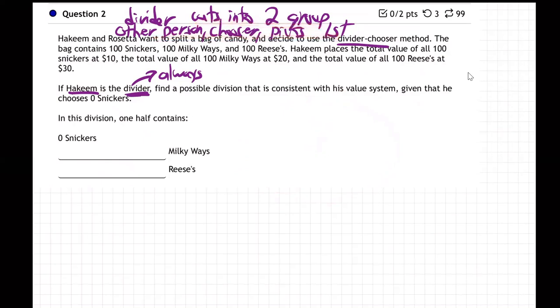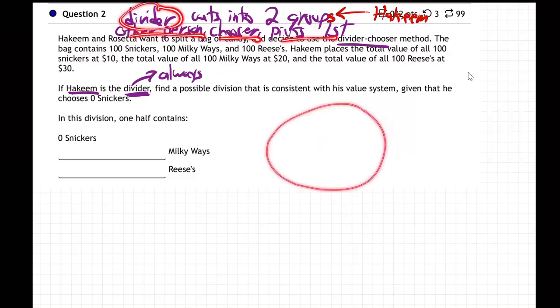So Hakeem here, it says, is the divider. And so what does that mean? He gets last pick. So he's going to want to make it fair. You understand how that works? That's the idea behind the divider chooser method. The divider cuts it into 2 groups, and the other person, called the chooser, picks first. So therefore, the divider, knowing they get last pick, is going to purposely make it fair according to their value system.